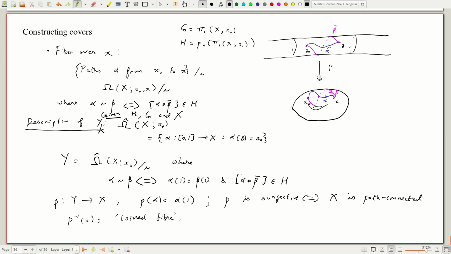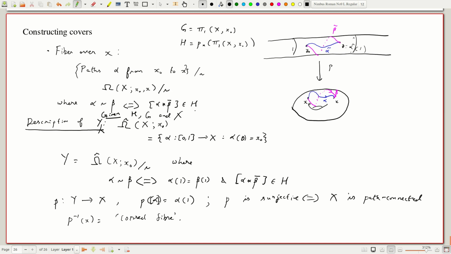Remember that we could have points in Y. If I have alpha, it goes to a certain endpoint, and alpha tilde is its lift. So y is going to be equal to alpha tilde of 1, and the projection of that is going to be alpha of 1. Here alpha is, I should say, the class of alpha. The class of alpha is the point y, which is sitting in the fiber. So everything is rather nice here. We have managed to recover a purely algebraic description.